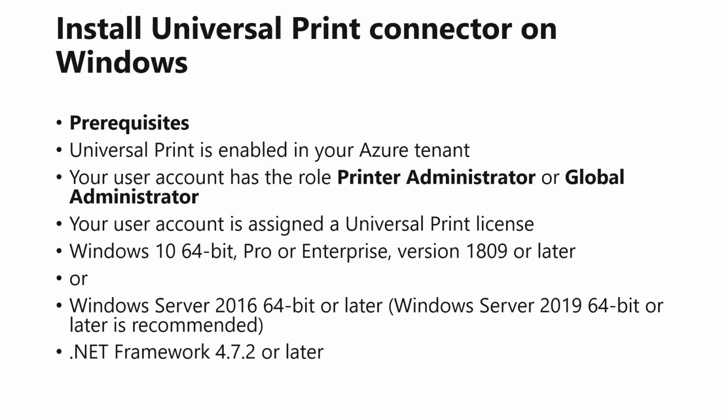Install Universal Print Connector on Windows. Prerequisites. Universal Print is enabled in your Azure tenant. Your user account has the role of printer administrator or global administrator. So normally you do the least, you would use printer administrator. Your user account is assigned a Universal Print license. Windows 10 version 1809 or later, Windows Server 2016 or later.